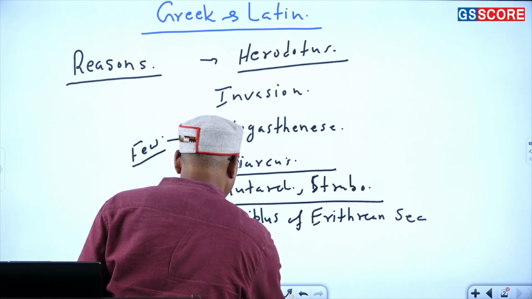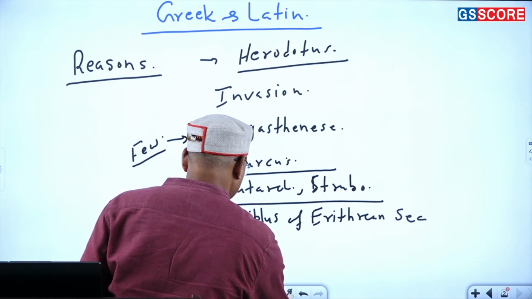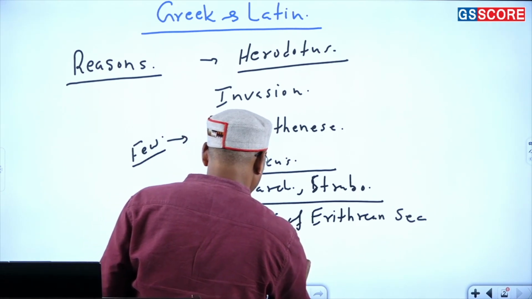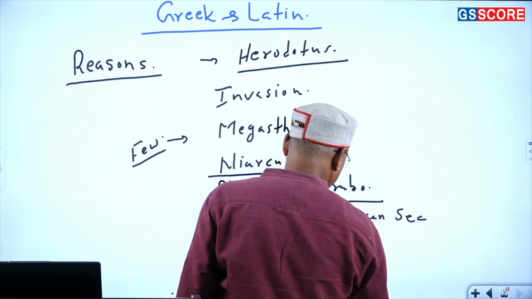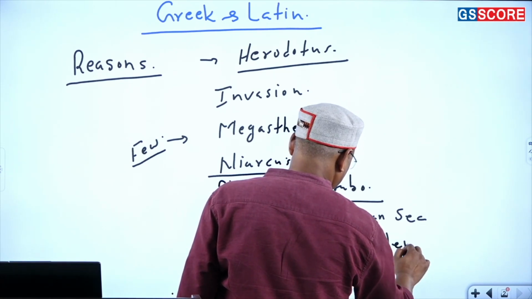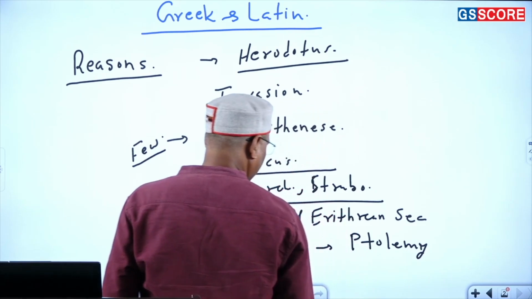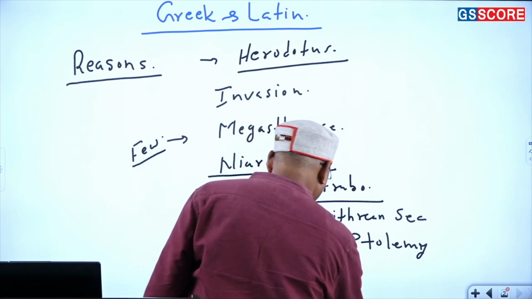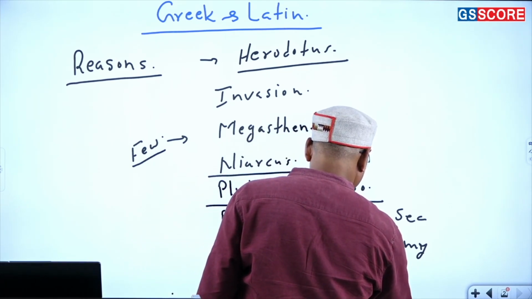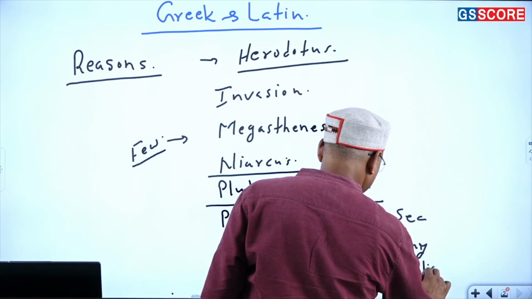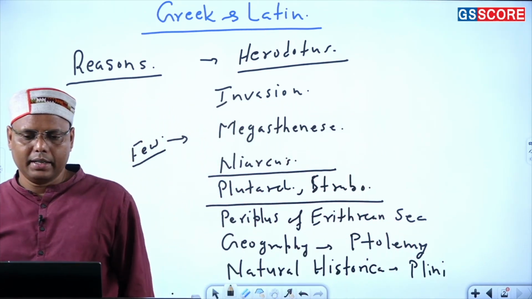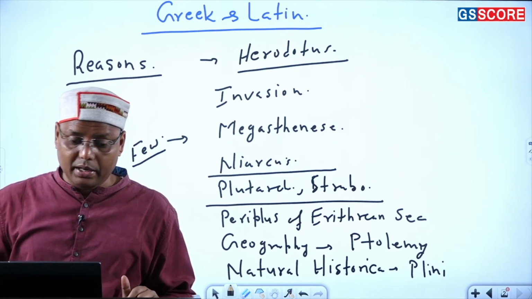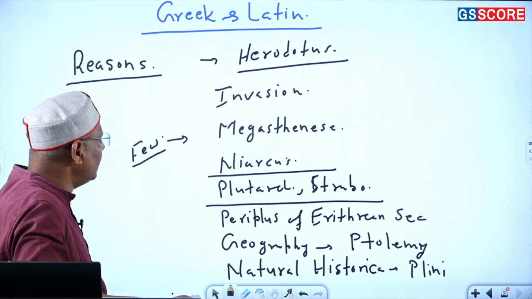Then you must be knowing about Geography, written by Ptolemy. And then Natural Historia, written by Pliny. Right? These are some very popular authors. They had been writing not only in this period, but even in the later period also, they had been writing. And as I did tell you, these are some of the important writings.